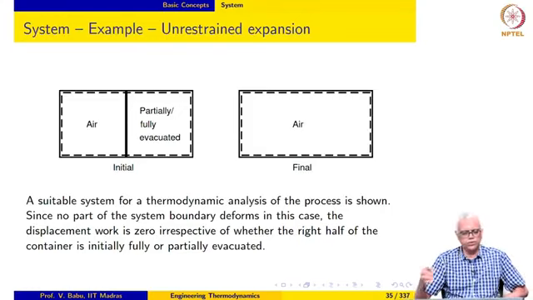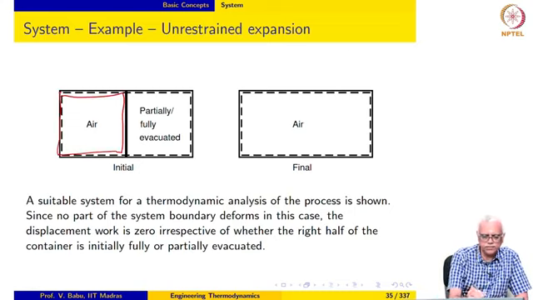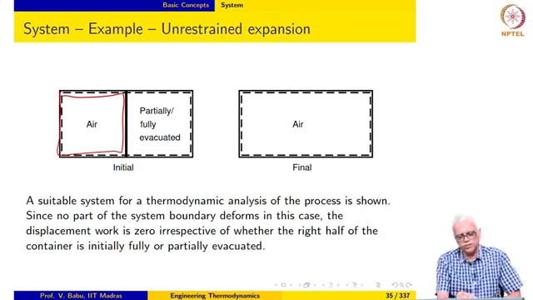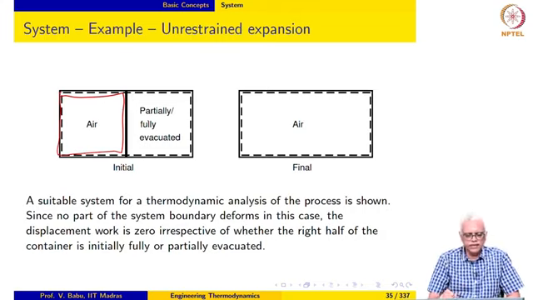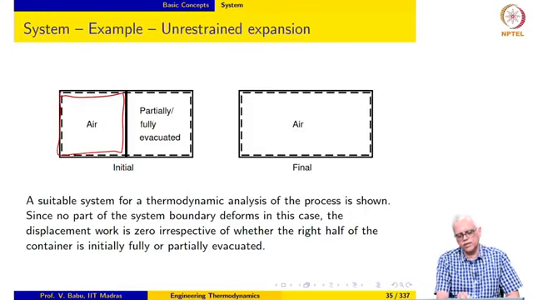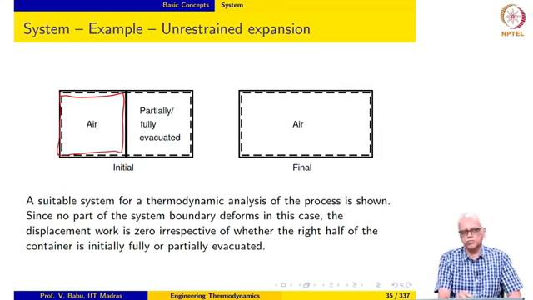Now, it may be tempting to define a system, say, like this for this particular problem. Why not define a system that looks like this? So, this contains the air, and we can somehow argue that as the air expands, this boundary will also deform to contain the same amount of air. The difficulty with defining the system in this manner is that the air in this part of the system undergoes a rapid expansion. So, we must have a method by which we can actually keep track of the system boundary, and that is almost impossible to do. That is number 1.